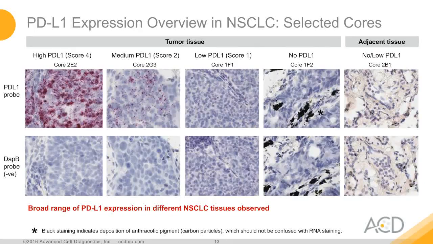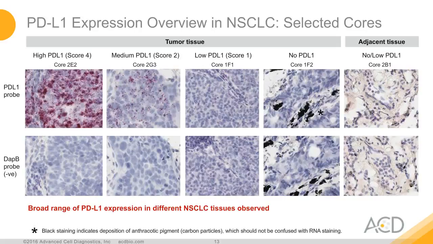Here is an overview of PD-L1 expression in selected TMA cores. PD-L1 mRNA is shown here as red dots. In some of the TMA cores, such as the no PD-L1 example, black depositions of anthracotic pigment were present, which is an accumulation of carbon acquired from the environment. These dark deposits should not be confused with the RNA-specific signal.